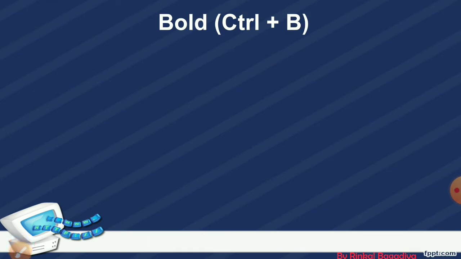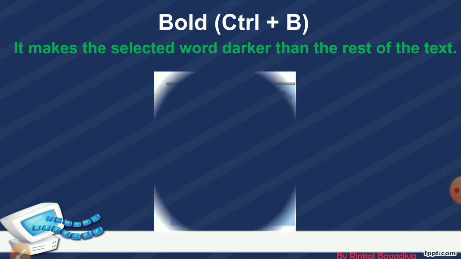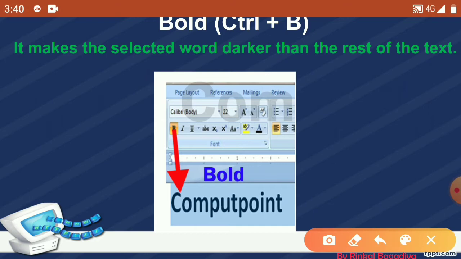First is bold. Control plus B. This is the shortcut key of the bold. We can use Control plus B keys from the keyboard to apply the bold effect on our text. It makes the selected word darker than the rest of the text. Bold effect makes our text darker than the normal text. You can see on the screen here a Word screen is given, and in that the word is compute point, and after applying bold effect you can see our text is seen darker than the normal text like this. Okay.